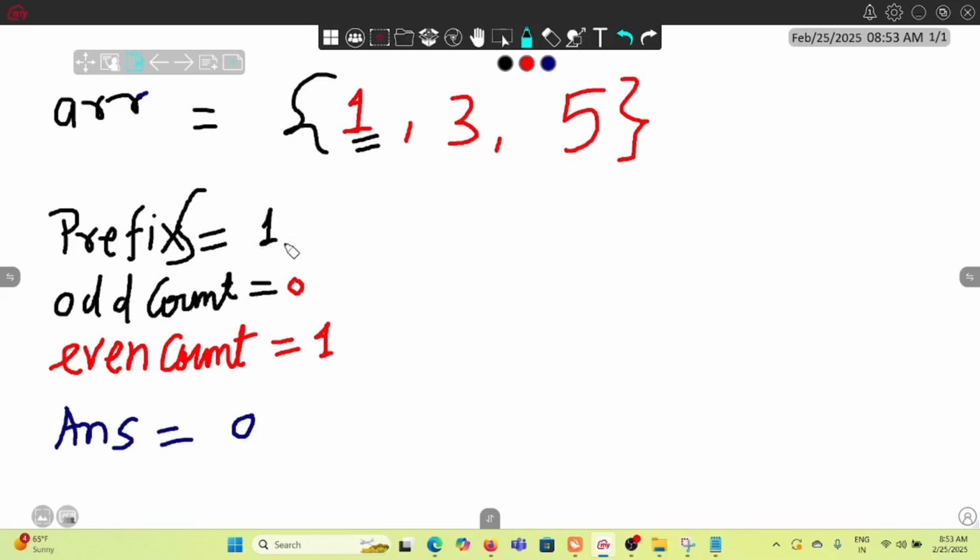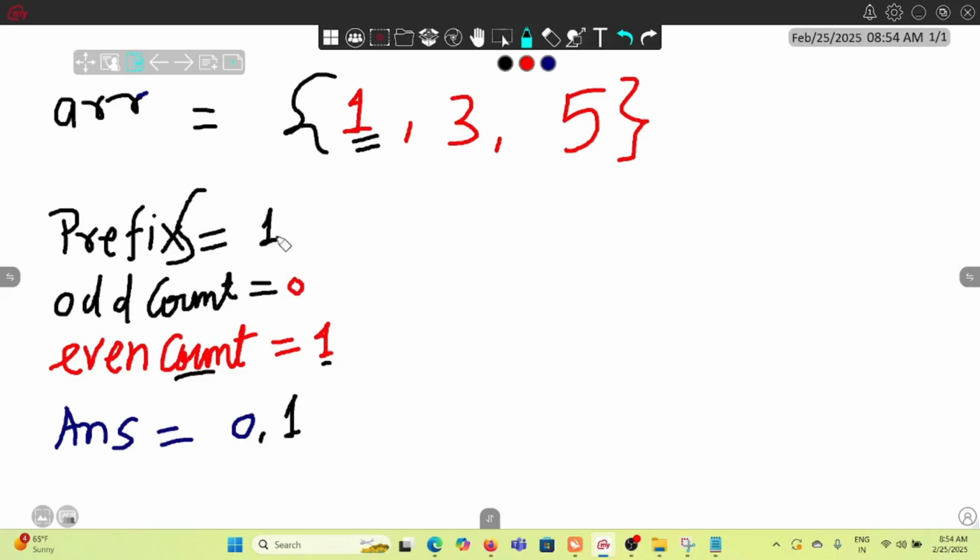So if we have an odd prefix, and we remove a prefix from the left side, we need to see how many even prefixes we have already found, because these would be the opposite parity. That difference gives the total number of such subarrays having an odd sum. So the prefix sum is 1, even count is 1. So answer would be answer plus whatever even count we have found. The answer now would become 1, because we are adding this even count to it.